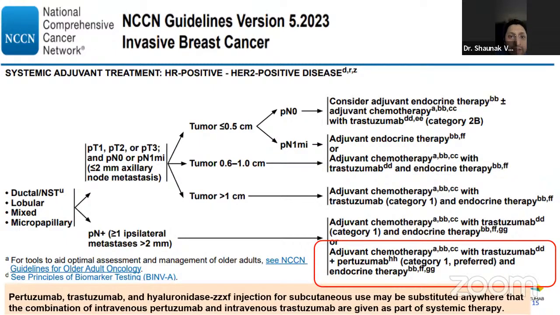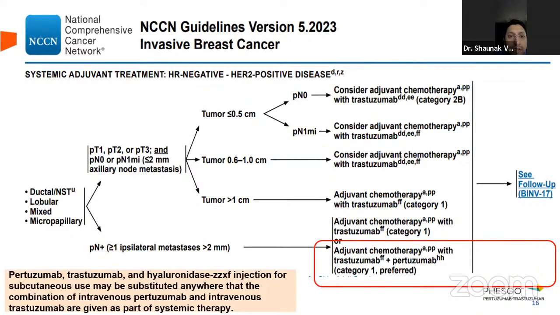In the adjuvant setting, adjuvant chemotherapy with trastuzumab and pertuzumab is category 1 in the node-positive setting. We have the APHINITY trial, which showed that those with N2 or N3 disease had the maximum benefit with pertuzumab. Next slide. In the HER2 adjuvant setting, this is the same. Can we have the next slide, please?